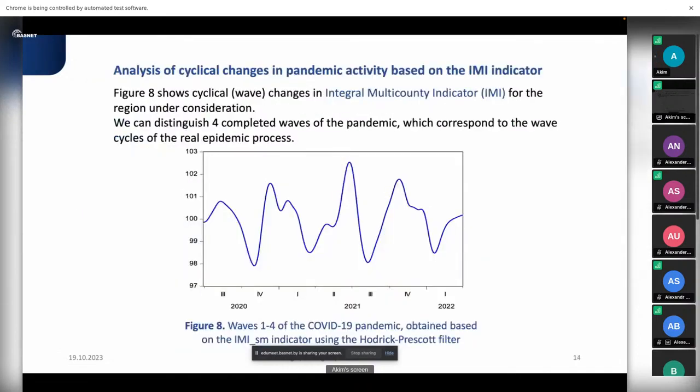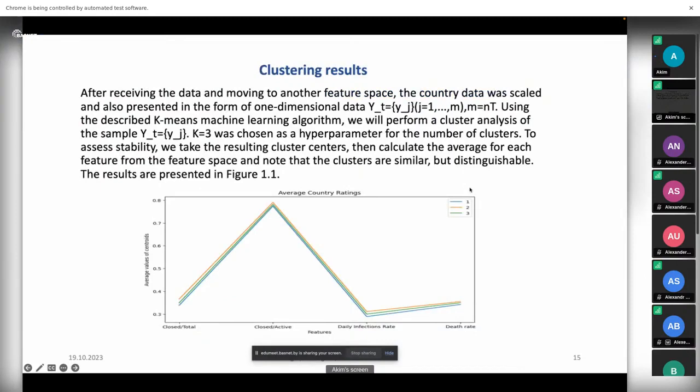As we can see, figure 8 shows cyclic wave changes in integral multi-country indicators for the region under consideration. We can distinguish four completed waves of the pandemic, which correspond to the wave cycles of the real epidemic process. And as we can see in the clustering results, we have three clusters that can be recognized, and there is no crossing. A model can be trained to predict the clusters.